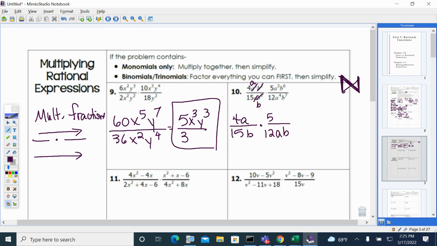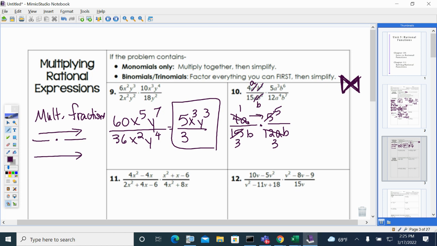Now let's go crossways. Is there anything that 4a and 12ab have in common? They both have a 4a. So 4a divided by 4a is 1. 12a divided by 4a is just 3. And then the other crossways, 5 and 15 are going to reduce by 5. 5 goes into 5 once, 5 goes into 15 3 times.